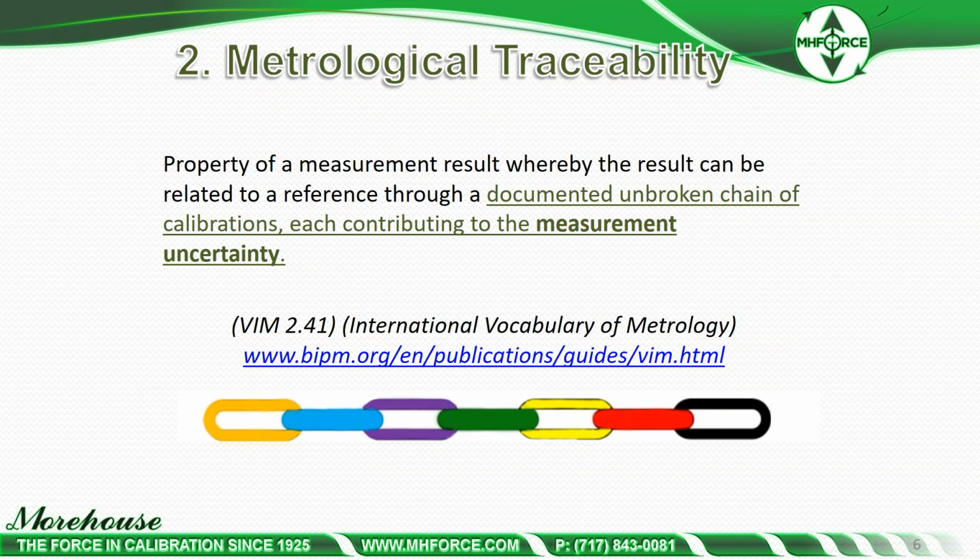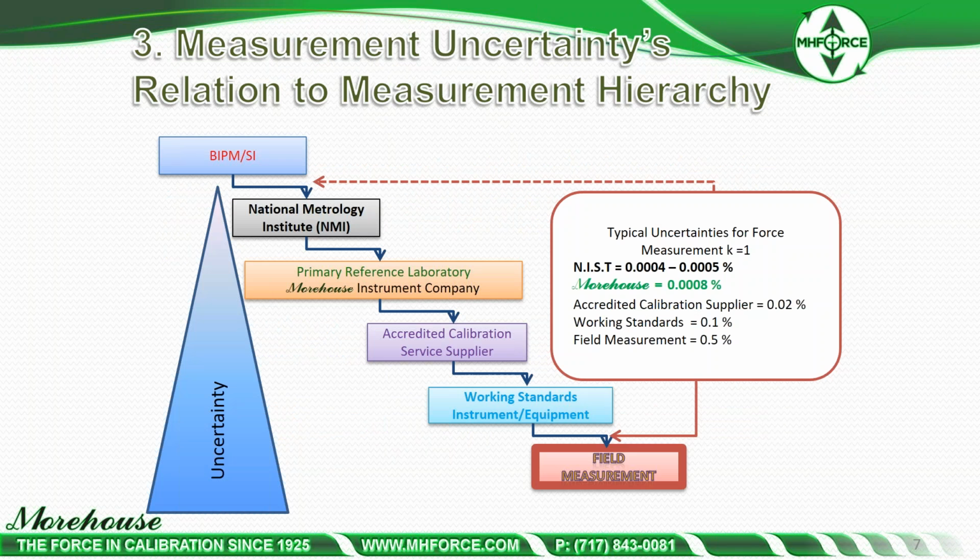So this is going back to traceable to NIST. What does that really mean? Not much. It's got to be traceable to SI units. And then we go to the measurement uncertainty's relation to the measurement hierarchy. So everything starts really at the BIPM or SI units.